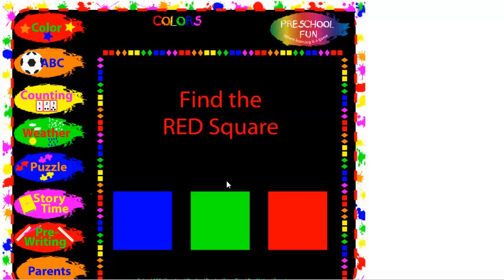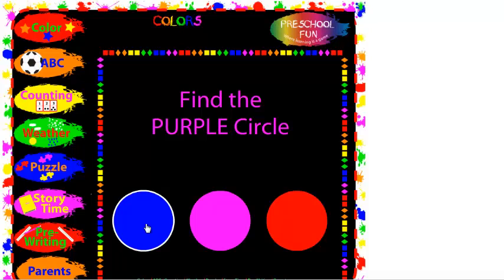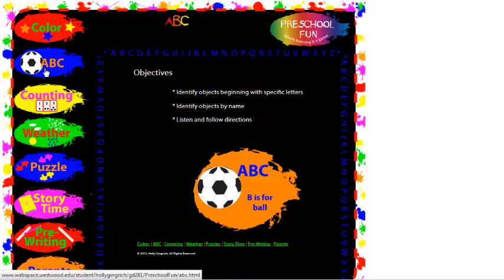find the red square. They would then be given instructions to be able to participate with that activity. Find the blue triangle. Find the purple circle. So on and so forth. This is the same thing for each page in terms of the layout and the activity that follows.